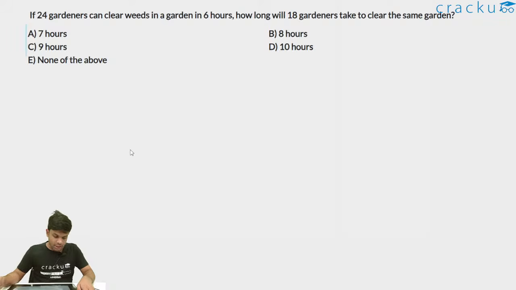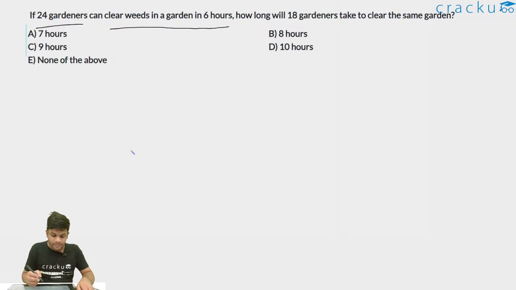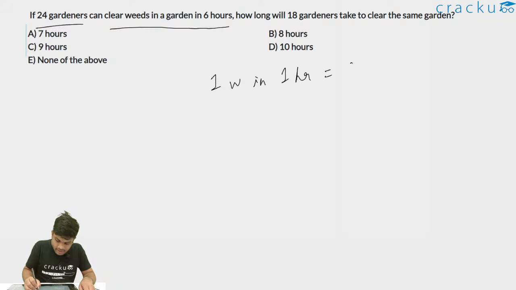Okay. So in this question it is said that 24 gardeners can clean weeds in a garden in 6 hours. So let's take the amount of work done by one worker in 1 hour. Let's take it as x.